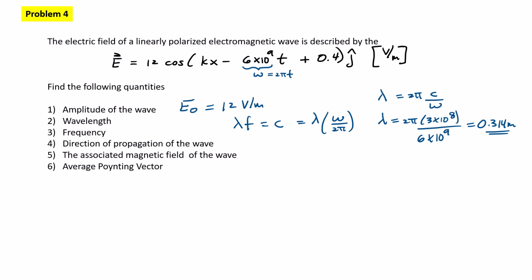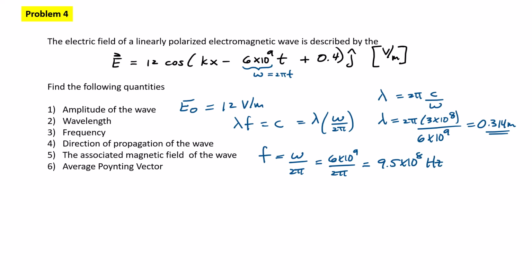The frequency is very, very easy to calculate. My frequency is simply omega divided by 2 pi, 6 times 10 to the 9 divided by 2 pi. Put those numbers in the calculator, and we should get something to the order of 9.5 times 10 to the 8 hertz.